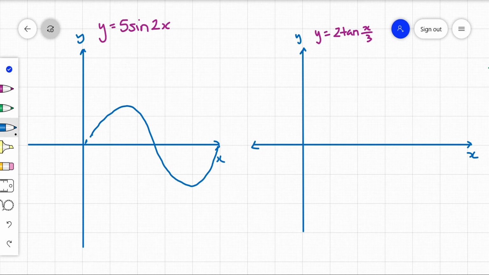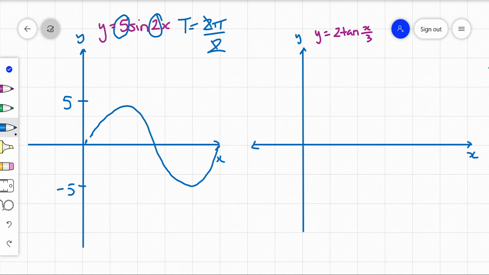It would have an amplitude of 1, so it would go as high as 1 and as low as -1. But in this case, I'm looking at the amplitude and it's 5, so it's going to go as high as 5 and as low as -5. And usually for sine and cos, we have a period of 2 pi. But in this case, we have to divide by whatever the coefficient of x is. So in this case, the period is just pi.